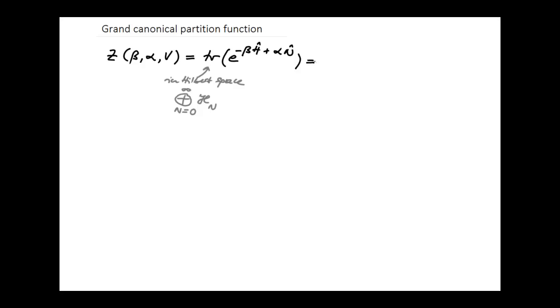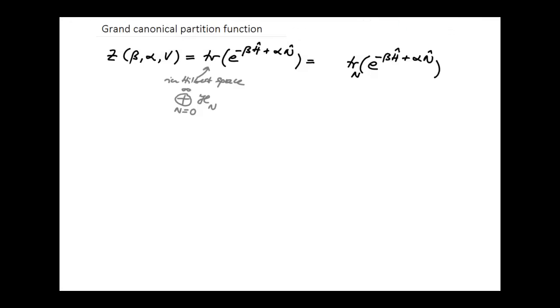We can express that with traces in these subspaces that correspond to fixed particle number. We can say this is the trace of this exponential in a Hilbert space corresponding, in a subspace corresponding to fixed particle number.